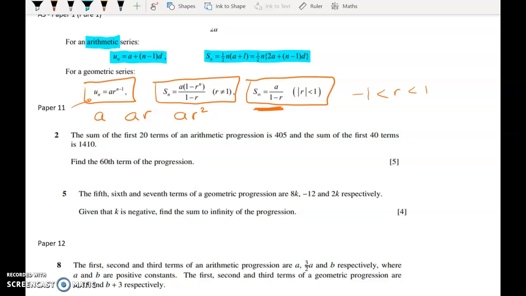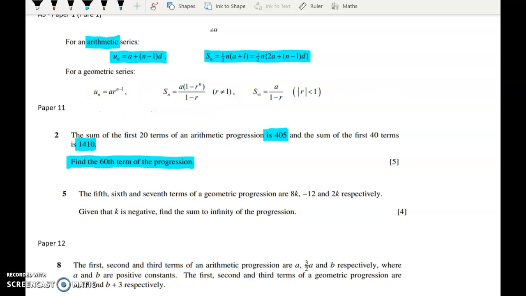The first one is a pretty boring one. We've got the sum of the first 20 terms of an arithmetic progression is 405, and the sum of the first 40 terms is 1,410. So you can guess that what we're going to have to do is to find a, the first term, and d, the common difference, and then we're going to use that to find the 60th term of the progression.